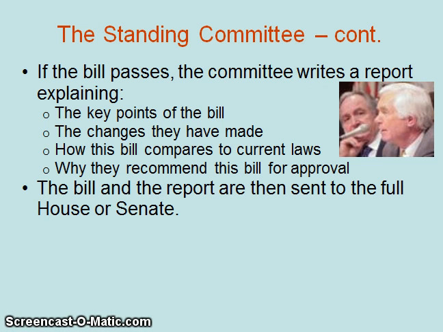For the bills that do actually pass the full committee, then it's the responsibility of the full committee to write a report that gives sort of a summary of the bill, whatever changes they've made from the original author's proposed bill, how the bill compares with current laws, and why they think this bill is necessary for the people of the United States. The bill and the report are then sent back to the full House.